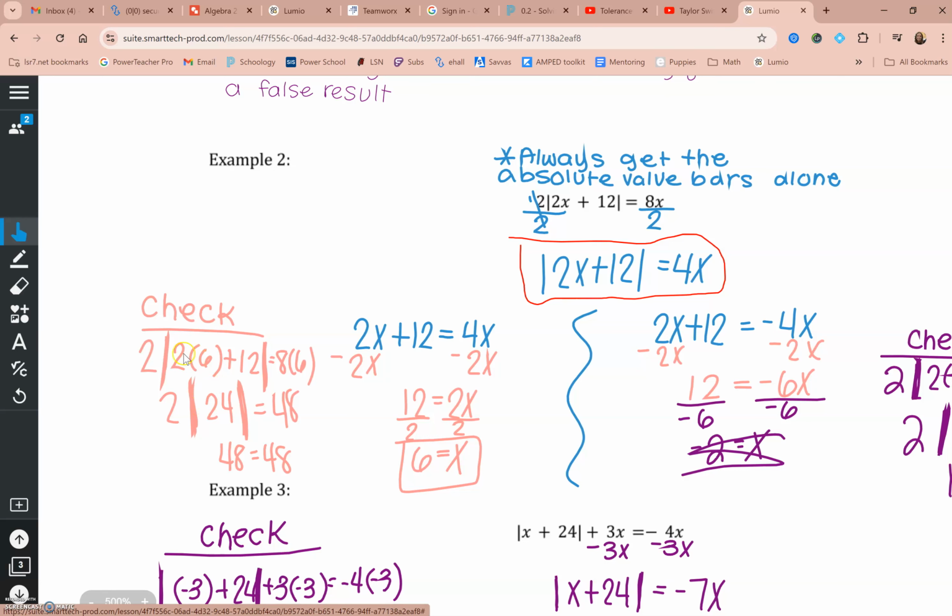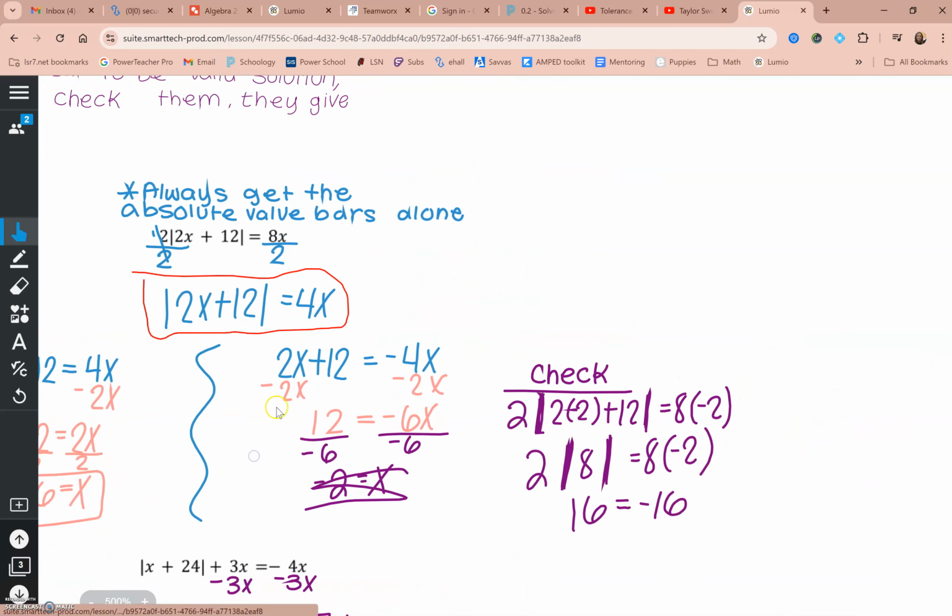We solved. What you can do is put everything inside the bars, the 2 times (6 plus 12), in your calculator. That gives you 24. The absolute value of 24 is 24, so 24 times 2 gives you 48, and that's true, so that works.